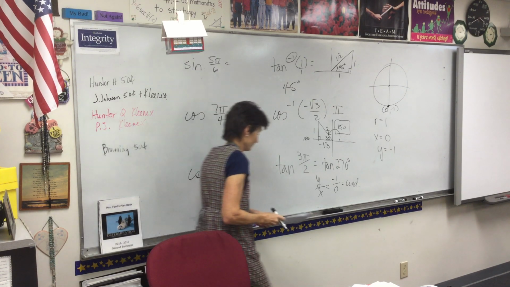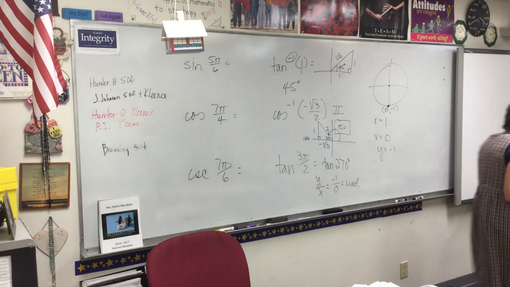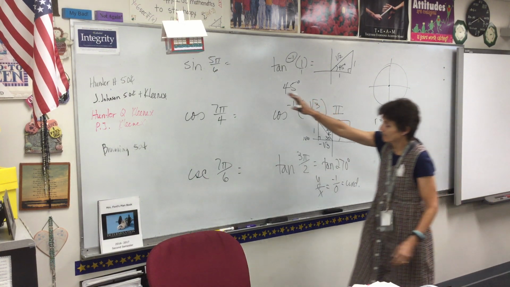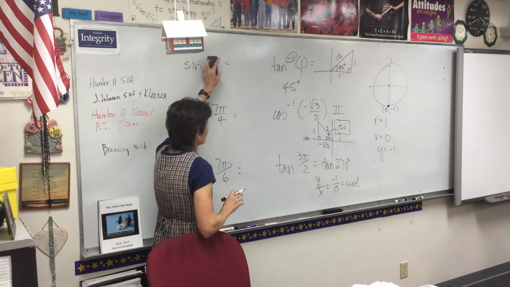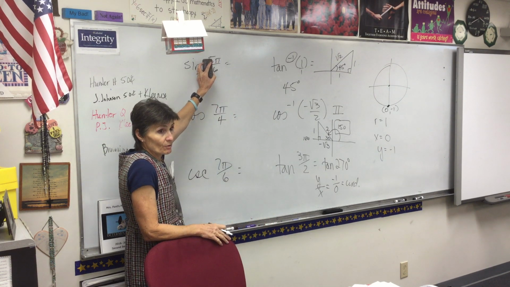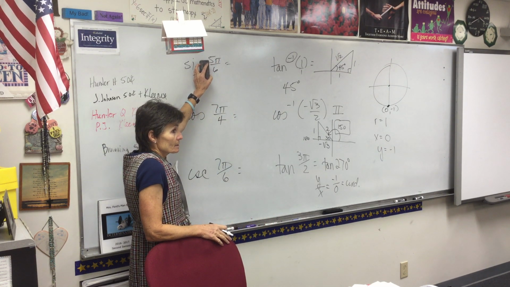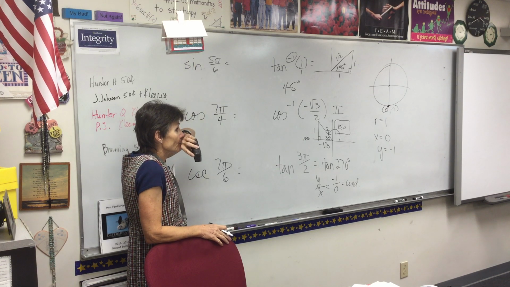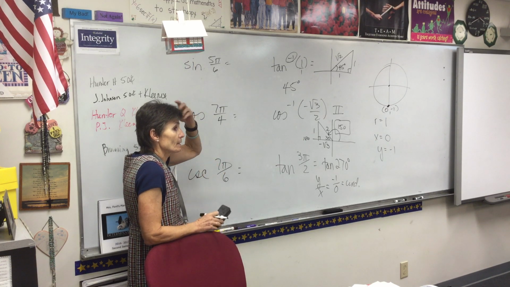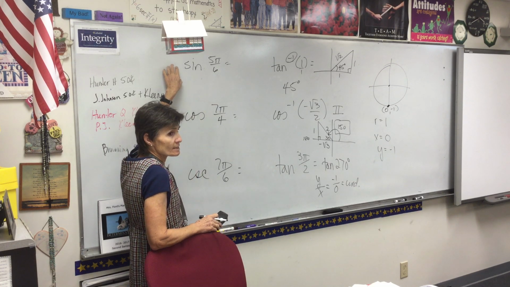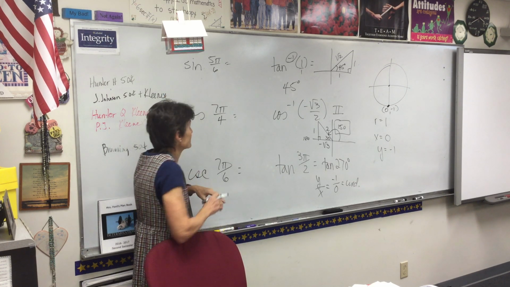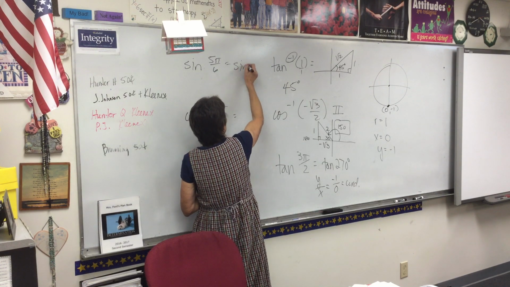Alrighty. What do we do first here? Next problem is sine 5 pi over 6. 180 divided by 6 is 30, times 5 is 150. If you can't do that in your head, it's fine. Do it over to the side. Don't take wild guesses and get it wrong. This is the sine of 150.